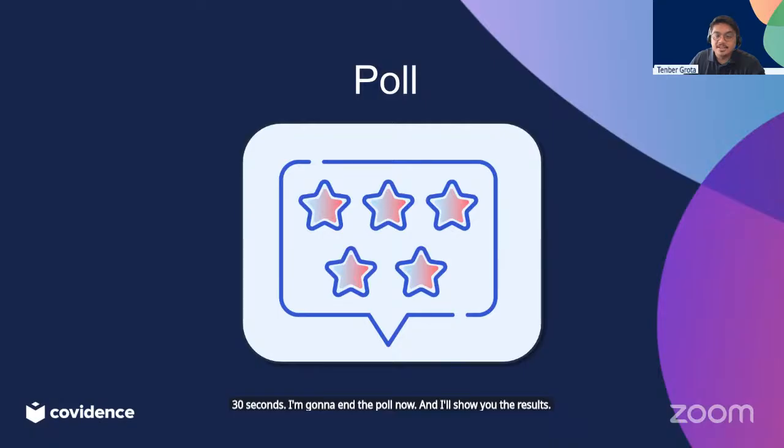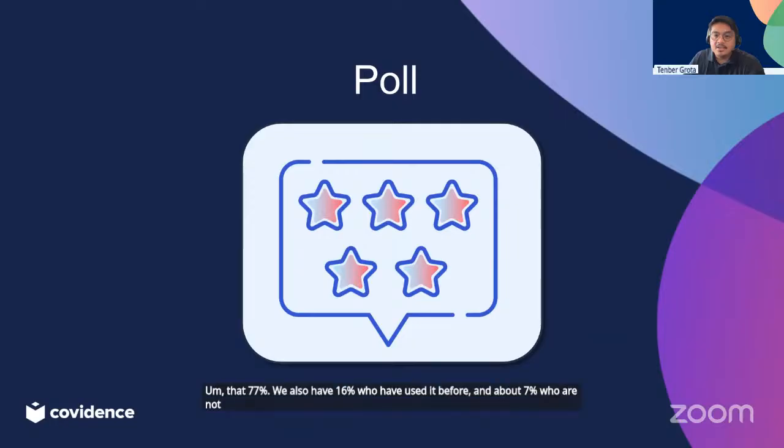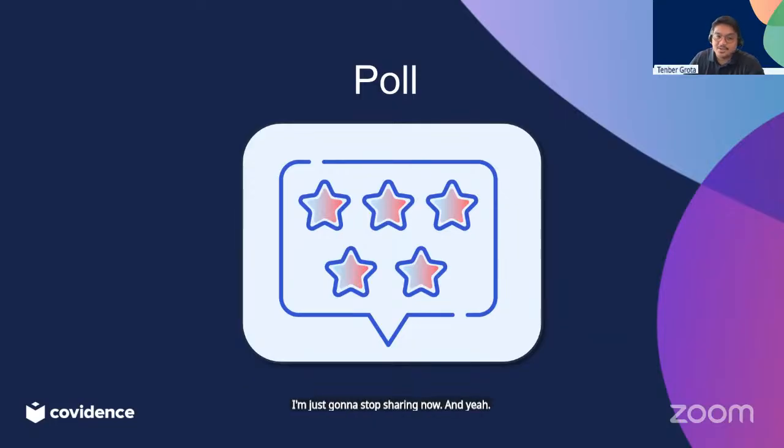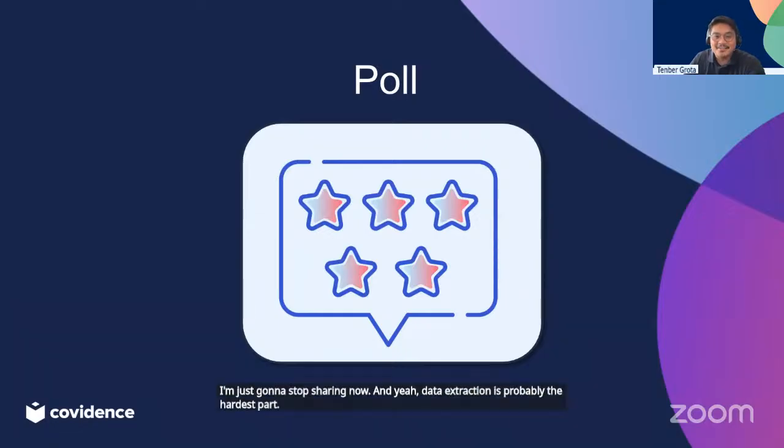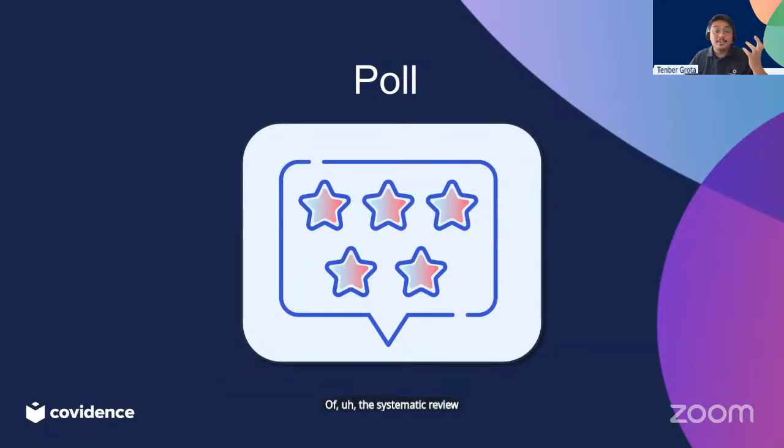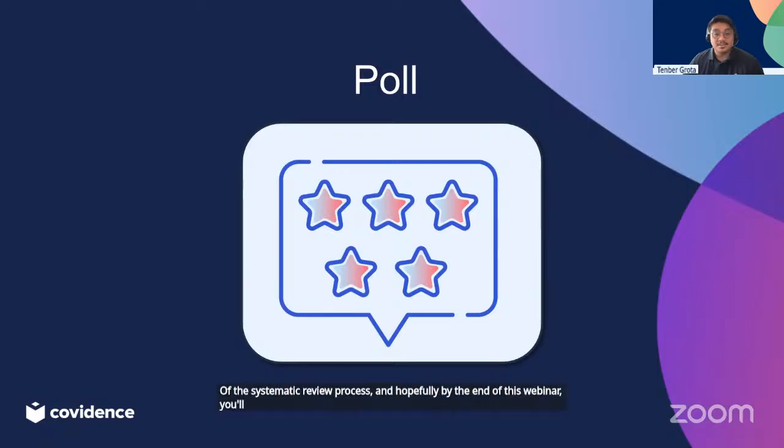As you can see here, most of the attendees have not used Extraction 1 before, so this is really a great session. That's 77%. We also have 16% who have used it before and about 7% who are not sure. I'm just going to stop sharing now. Data extraction is probably the hardest part of the systematic review process, and hopefully by the end of this webinar, you'll see how Extraction 1 is able to make the data extraction process a little bit smoother and easier for you and your team.